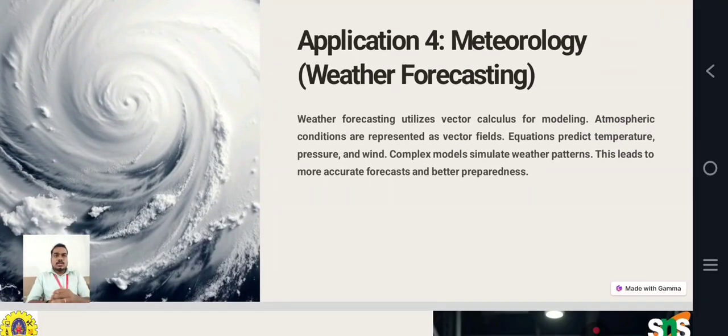Next we will see meteorology, for weather forecasting, in predicting the weather with vectors. In modern meteorology, vector concepts are instrumental in modeling wind patterns and storm paths by representing wind speed and direction as vectors.